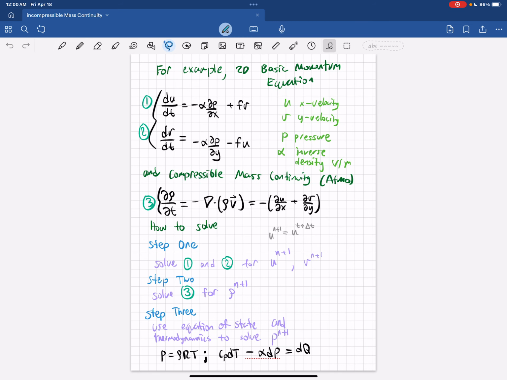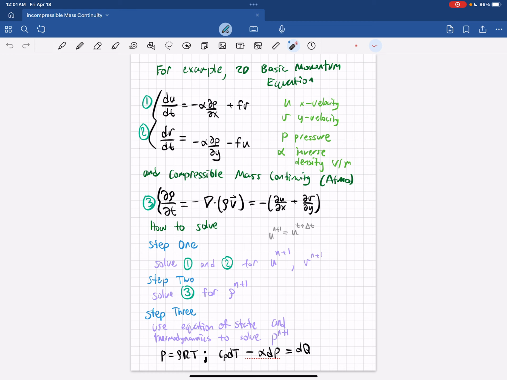So, normally when we solve the equations for the atmosphere, we're compressible. Here's just a basic form of the atmospheric equations. Just for simplicity, this process would be the same if we had all the terms. But these are our two terms. This is our x direction equation for x velocity, and this is our equation for y velocity. And just wanted to note that this is inverse density, so the amount of volume per mass.